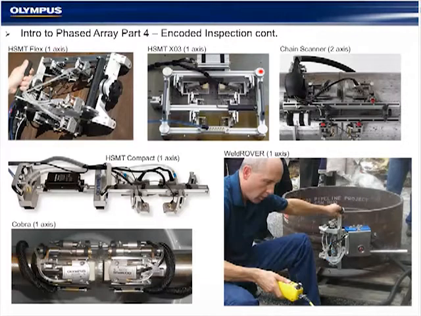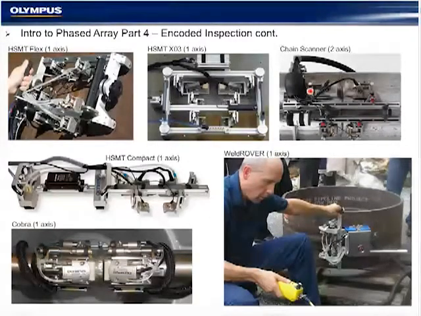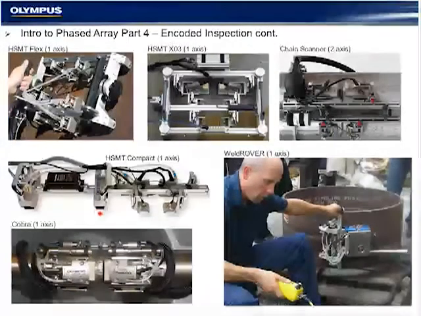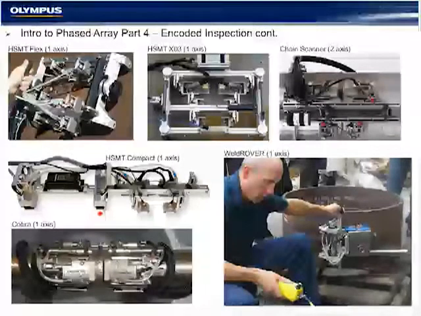Some have chain links, like you see here, to accommodate different size pipes and a more stable probe for the phased array and TOFD. Others are free-floating with magnetic wheels, like you see here. What they all have in common is an encoder.